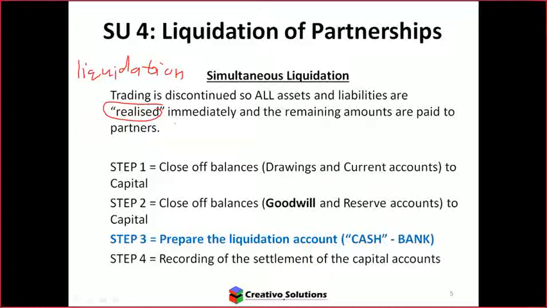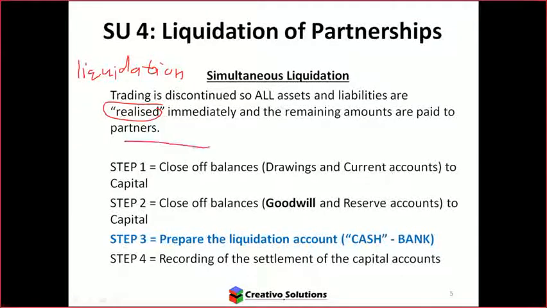When looking at a simultaneous liquidation, there are only going to be 3 accounts that you need to look at. Think about it: is this business going to continue? No. So am I going to have normal accounts that would be viewed in terms of operation? Will I have a sales account? No. Will I have land and buildings? No, I'm not going to have any of those accounts. But don't you need to determine the worth of the land and buildings to sell it? Yes, you do, and you do that in a liquidation account.